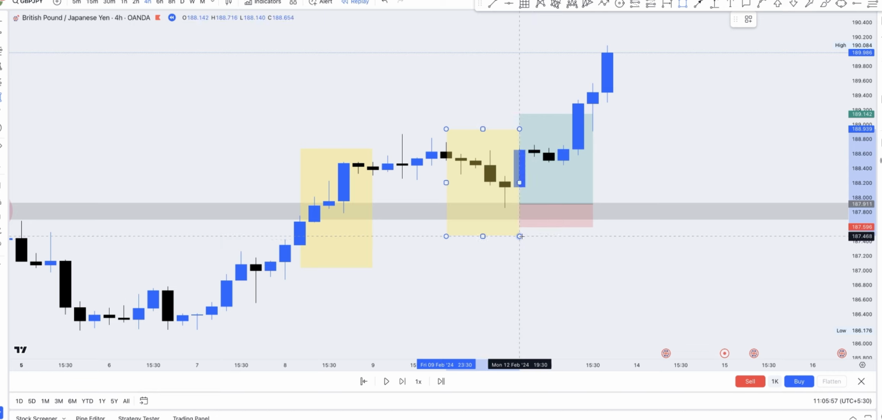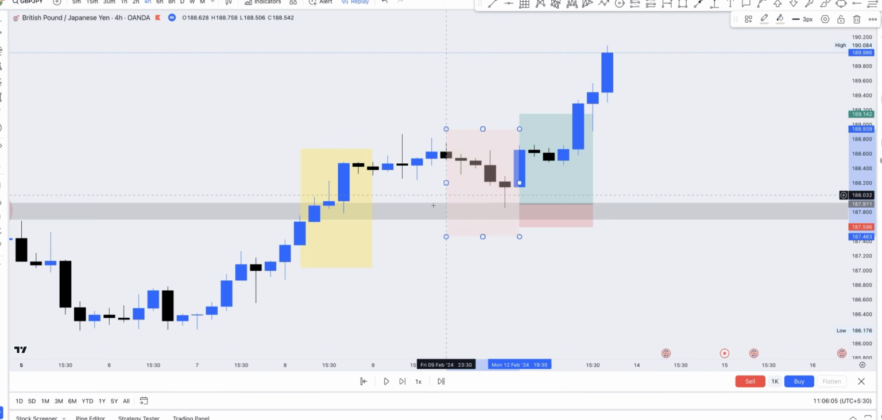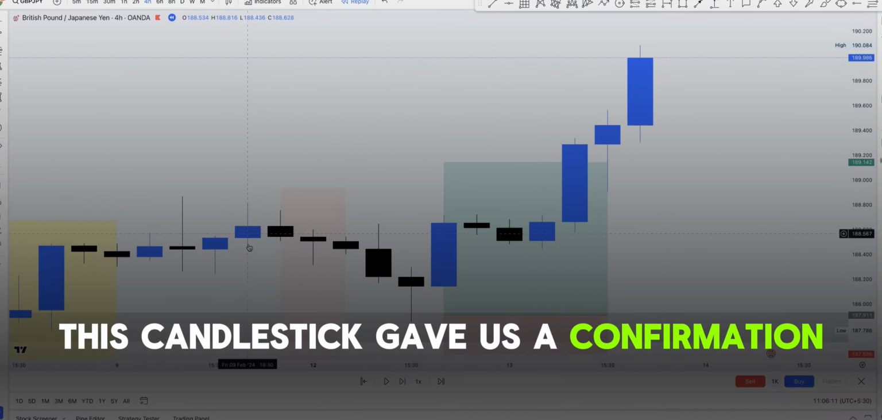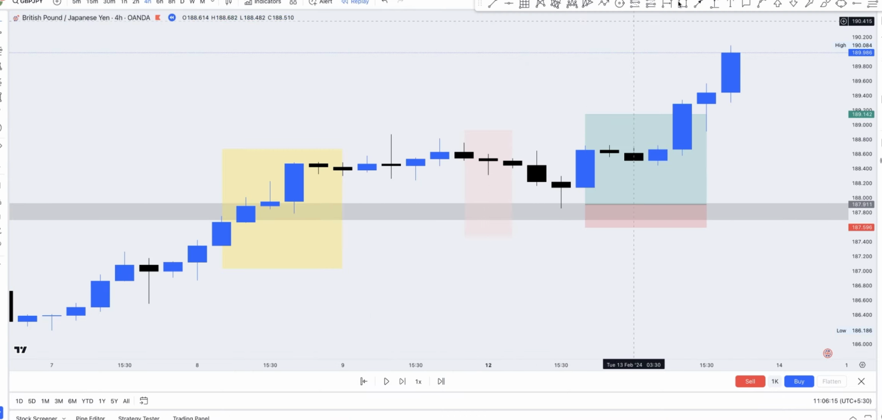Then this is our what? This is our exhaustion, which is the pullback. I think I should change that color also. The exhaustion is now the pullback. Then this candlestick here is what has given us a confirmation right on our point of value. So immediately after that, we can now enter the market.